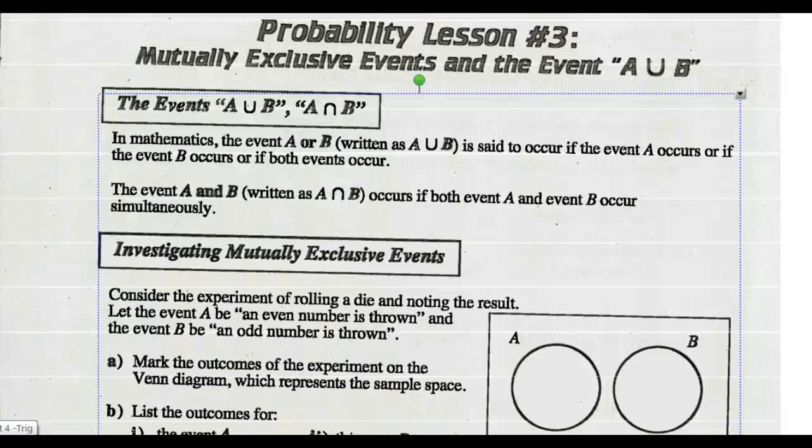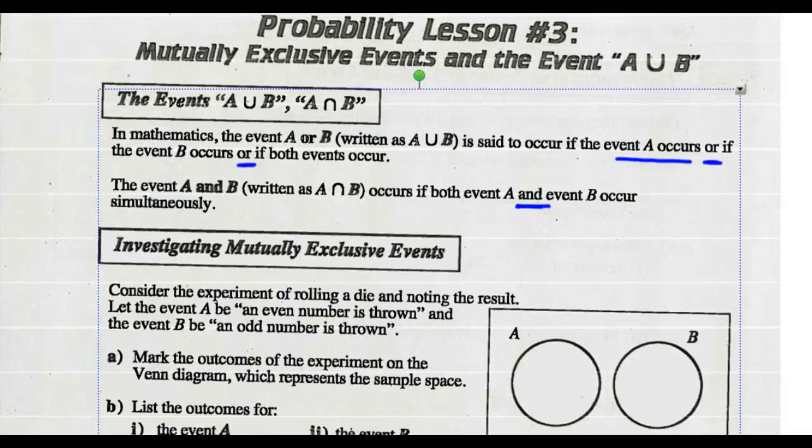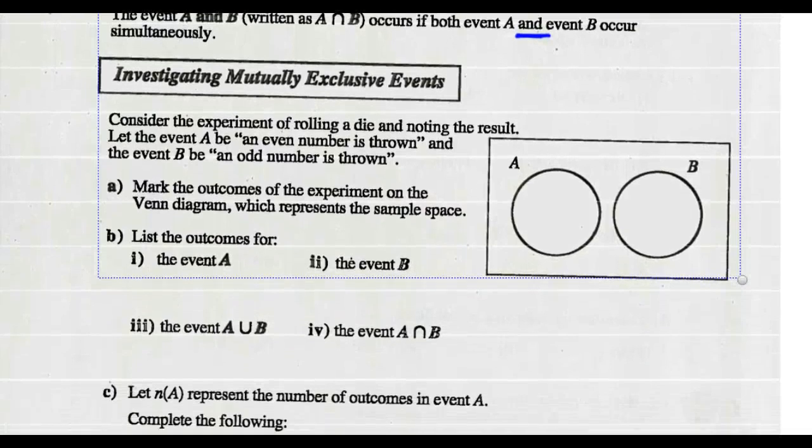All right, Math 30-2, so we're going to look at some probability, mutually exclusive events, and the event A union B, or A or B. So in math, the event A or B, written as A union B, is said to occur if event A occurs, or if event B occurs, or if they both occur. Whereas A and B, or A intersect B, occurs if both event A and event B occur simultaneously. So we did that distinction in set theory in Unit 1. We're going to look at it again in probability.